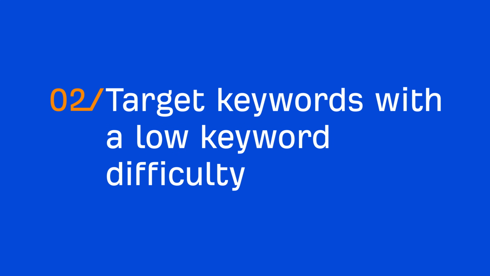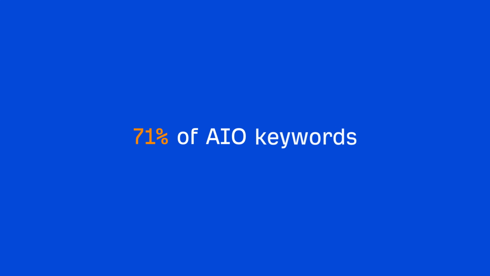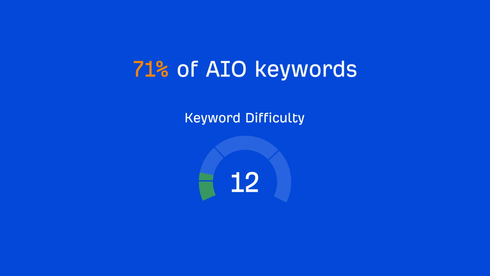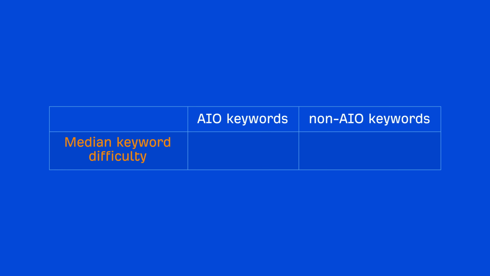Step 2. Target keywords with a low keyword difficulty. Based on our data, 71% of AIO keywords have a keyword difficulty score below 30, with the median average being 12, compared to 33 for non-AI results.